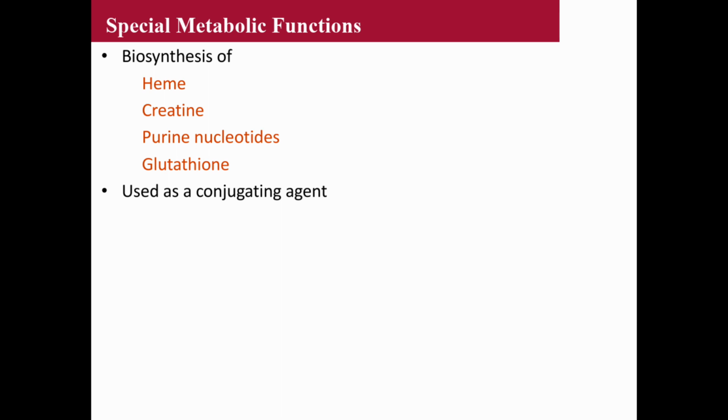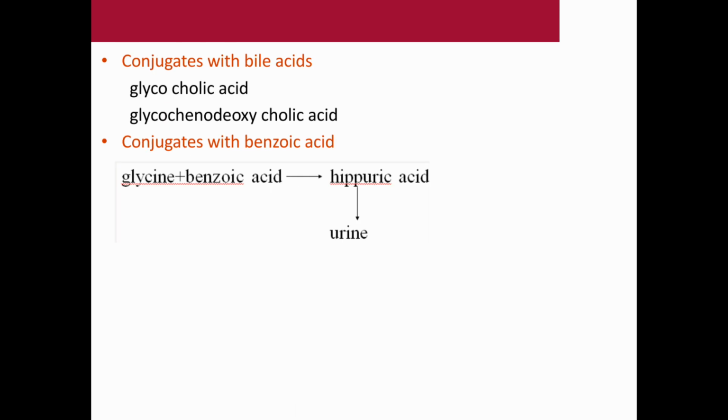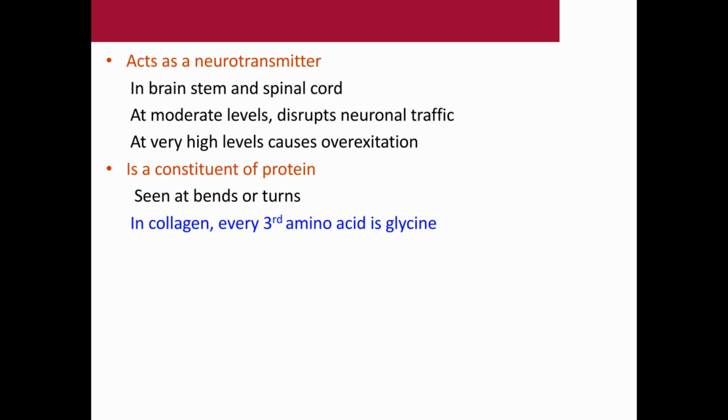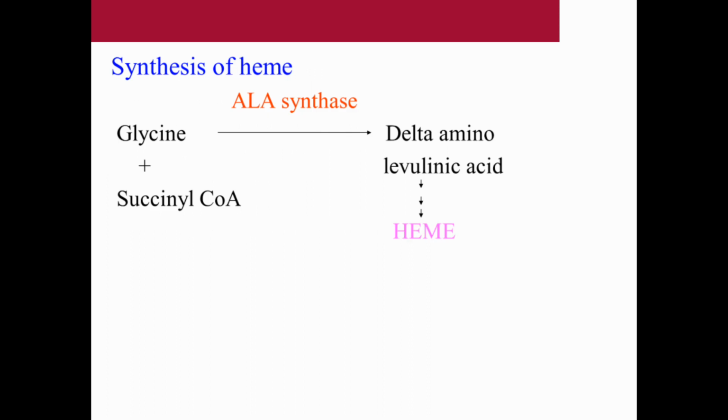So special metabolic functions: biosynthesis of heme, creatine, purine nucleotides, glutathione; used as a conjugating agent. Conjugates with bile acids, glycocholic acid. Conjugates with benzoic acid to form hippuric acid, which is excreted in urine. It acts as a neurotransmitter in the brainstem and spinal cord. Very high levels cause overexcitation. It is a constituent of proteins, seen at bends or turns in collagen. Every third amino acid is glycine.